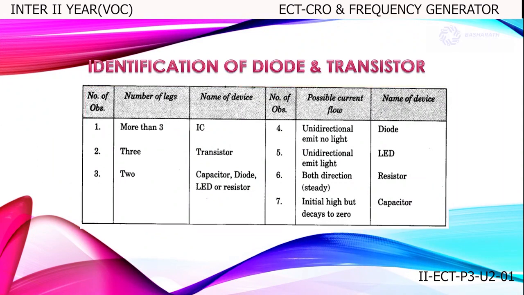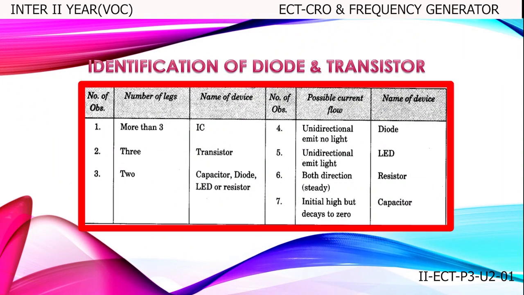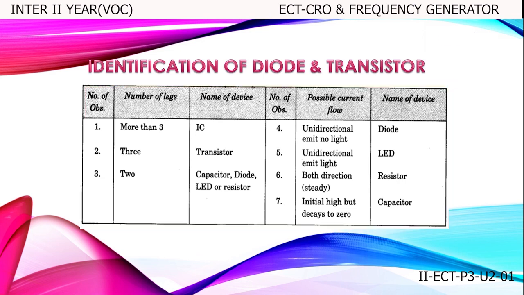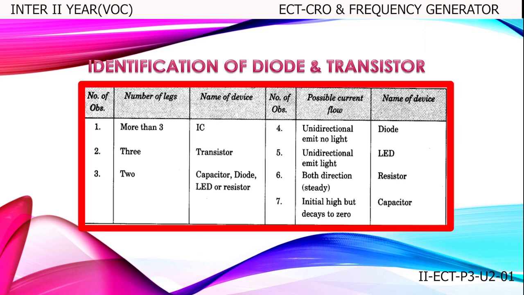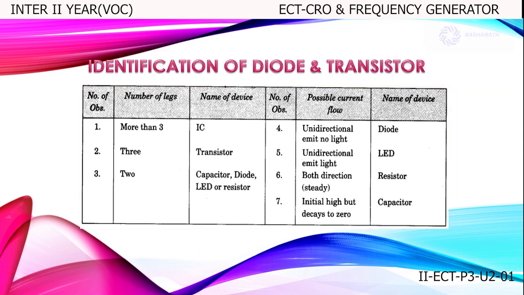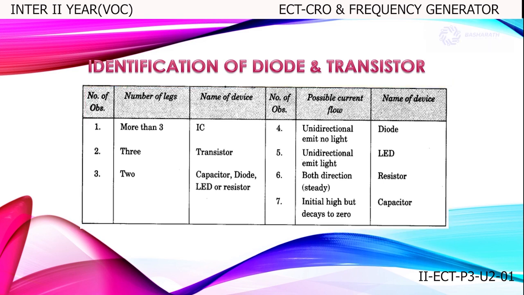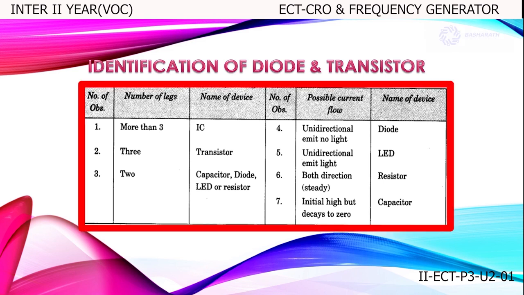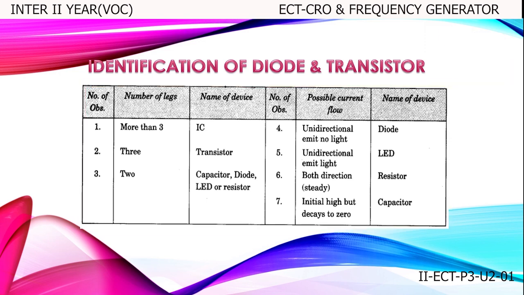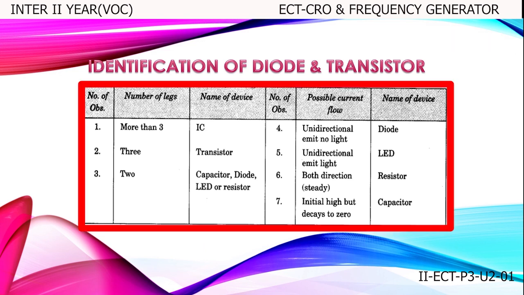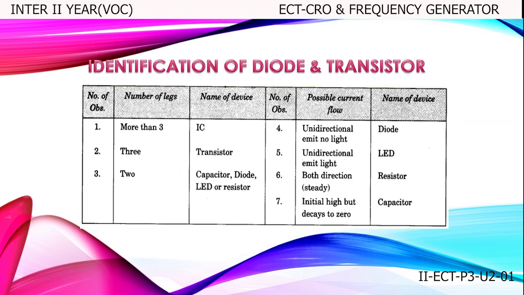Identification of diode and transistor. If the component has 4 or more terminals and has the form of a chip, it is an IC, integrated circuit. If the component has 3 terminals, it is a transistor. And if the component has 2 terminals, it may be a diode, LED, resistor or a capacitor.